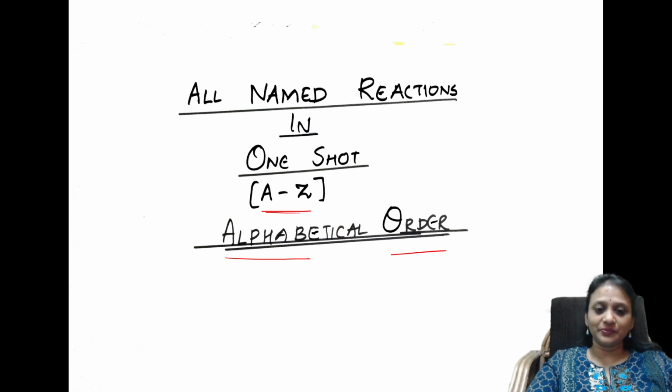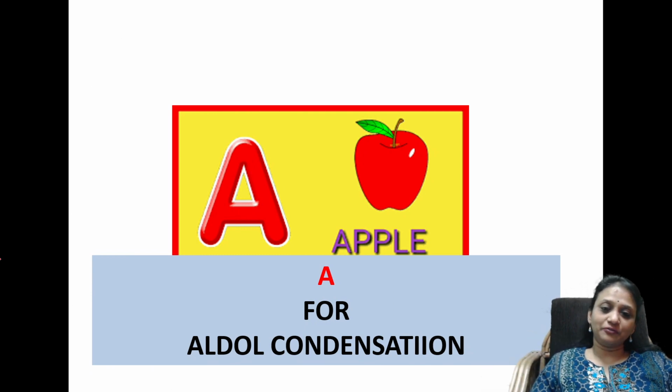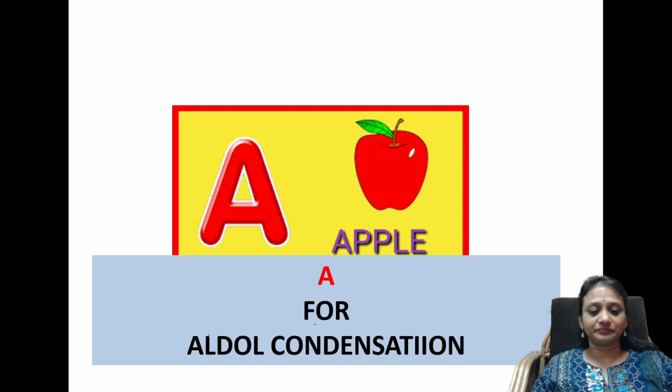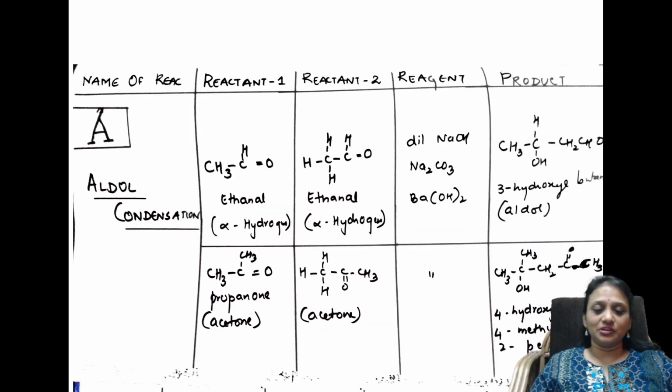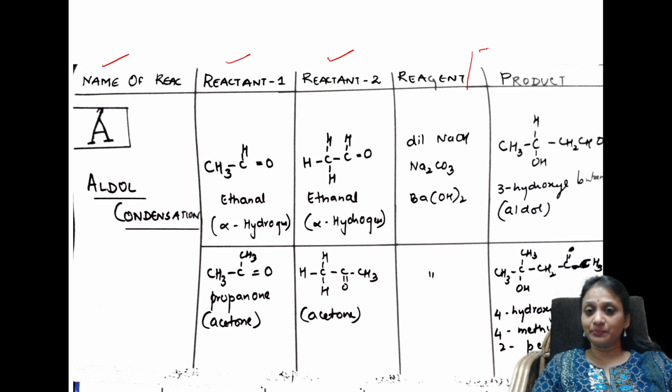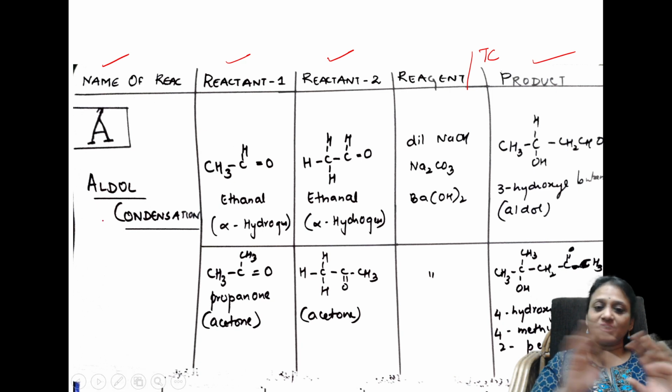Just check, students. As we all know, A for apple. In the same way, A for aldol condensation reaction. Easy, right? So for this aldol condensation reaction, whenever you are studying, an important thing: try to make it into different columns. Check, students. First, the name of the reaction. Second, reactant 1. If there is any reactant 2, what is the reagent or what are the temperature conditions, and what is the product. So all would be on this one particular page.